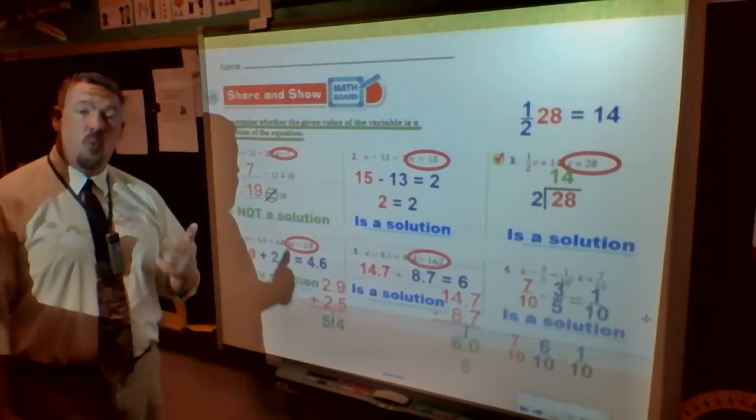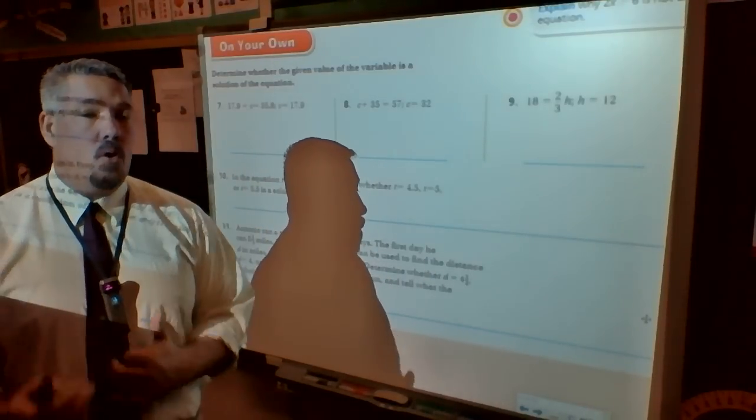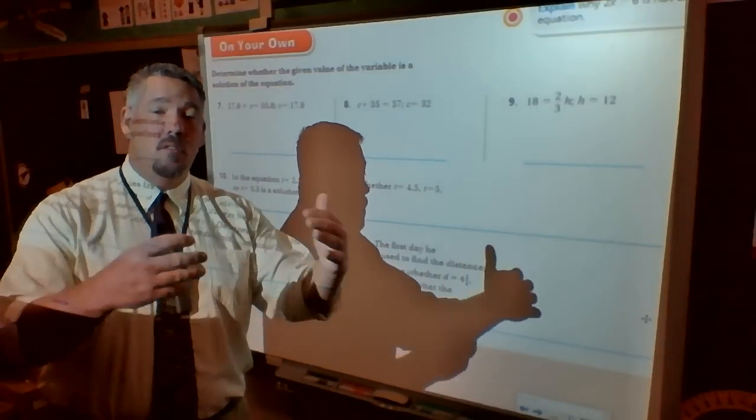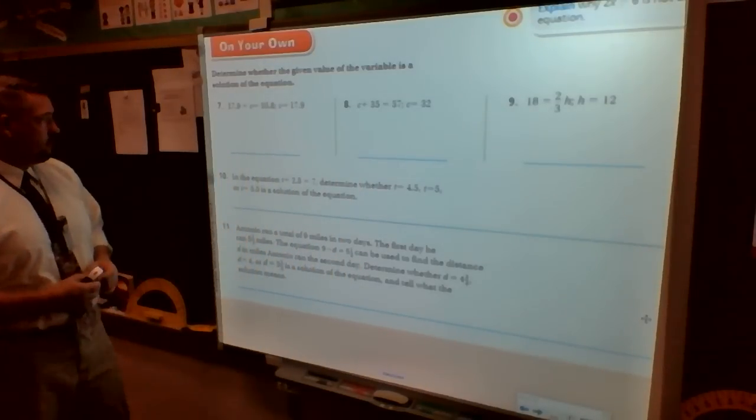Once again, as we work through this math set, it's about finding if it is a solution or not a solution, and the other half of it is showing your work to prove it.